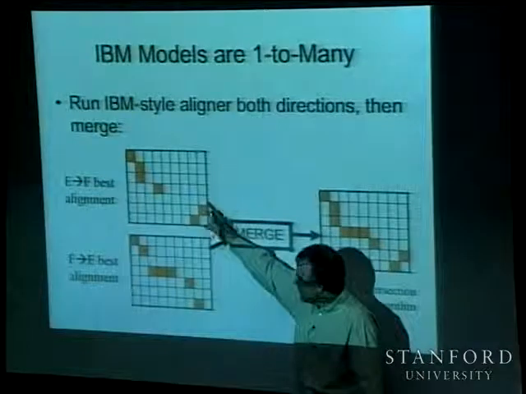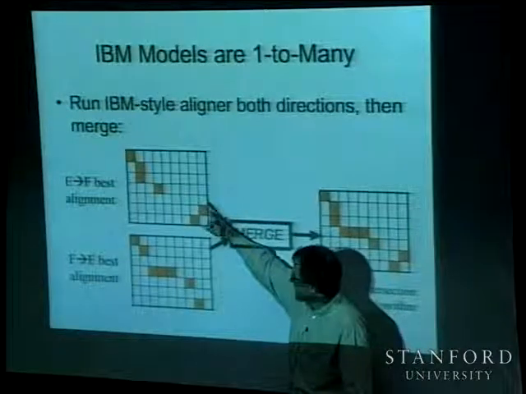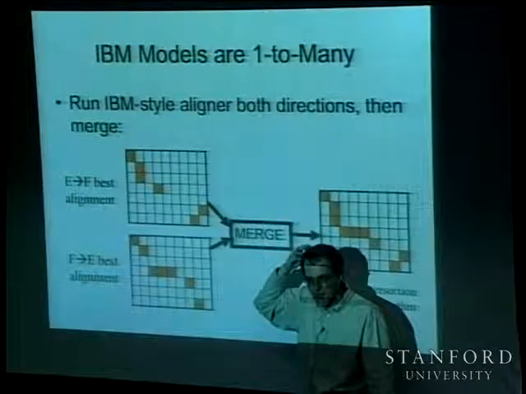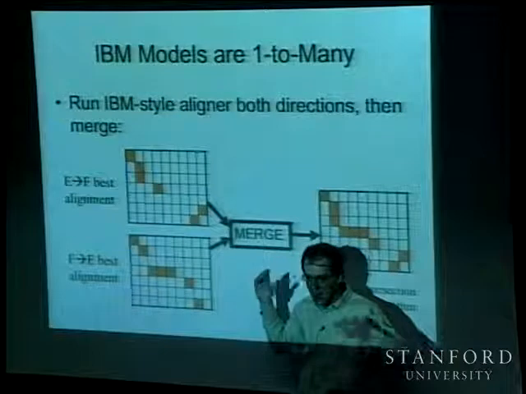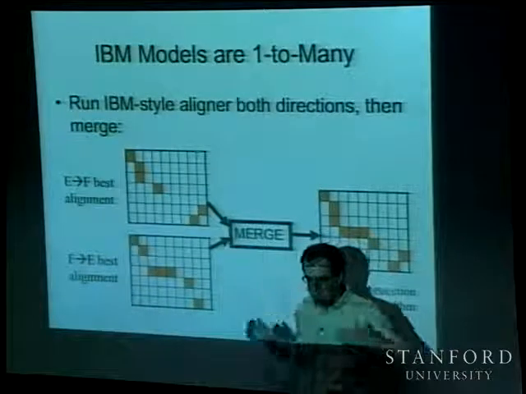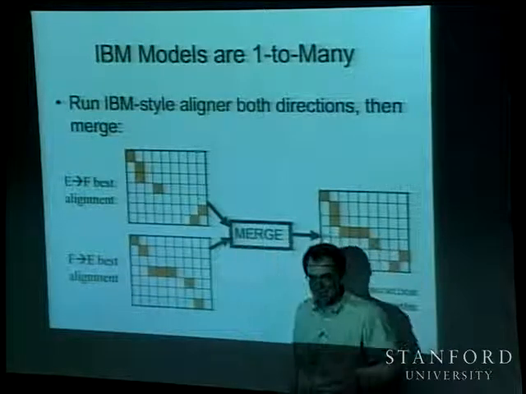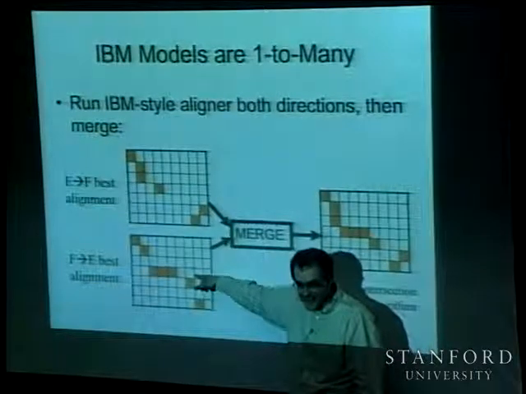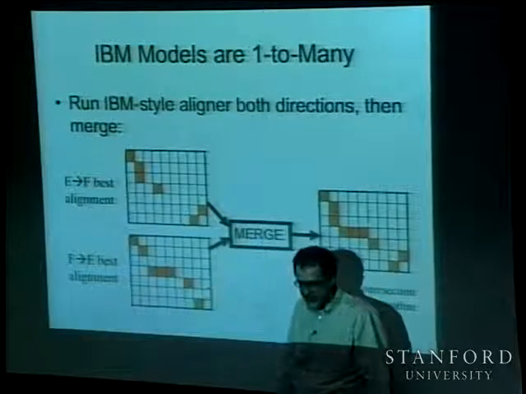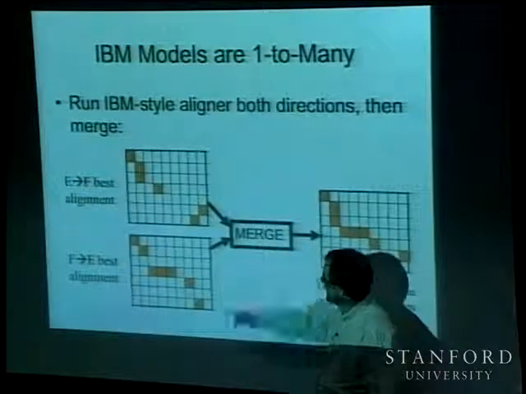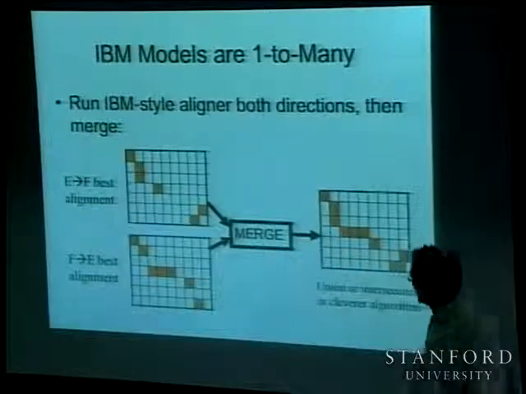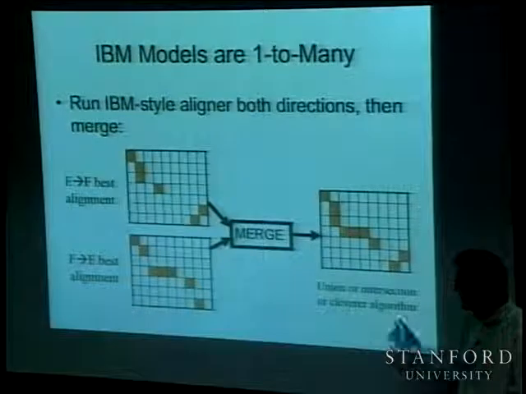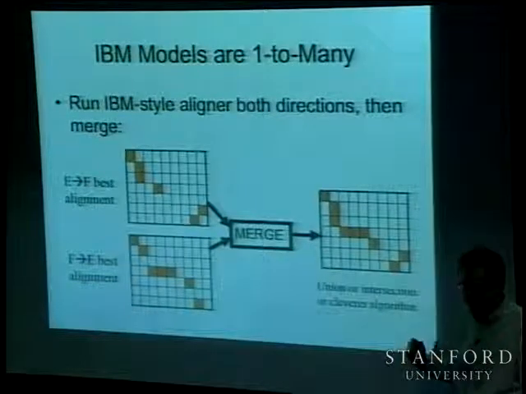You run your IBM models in one direction, English to French. And then you recall that there was this crucial limitation of the IBM models, which is that they allowed n-to-1 alignments in one direction, but not in the other direction. That seems crummy. So what you do is you run the IBM models in the opposite direction, which allows you to get 1-to-n in the opposite direction. And so now you have two possible sentence alignments, and you want to merge them into a consensus alignment.